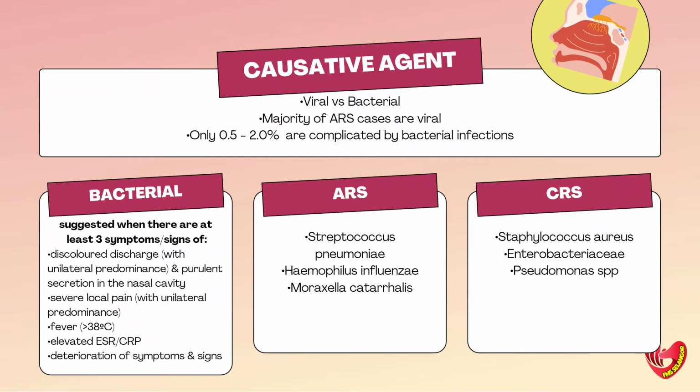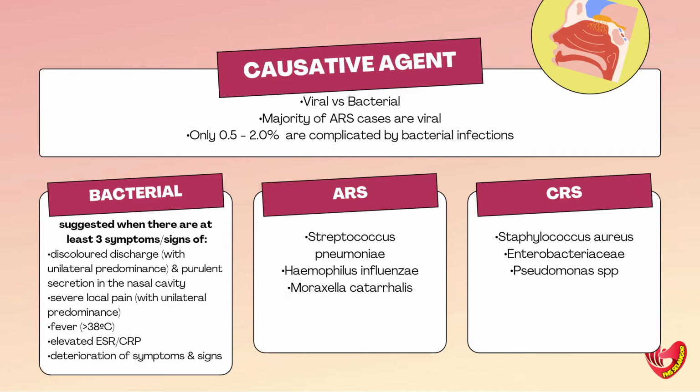If a patient presents with at least 3 of the following symptoms or signs, bacterial infection is likely. Number 1, discolored discharges or purulent secretion in the nasal cavity. Number 2, severe local pain with unilateral predominance. Number 3, fever greater than 38 degrees Celsius. Number 4, elevated ESR or CRP. Number 5, deterioration of symptoms and signs.